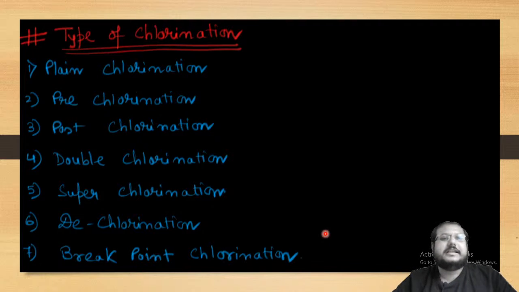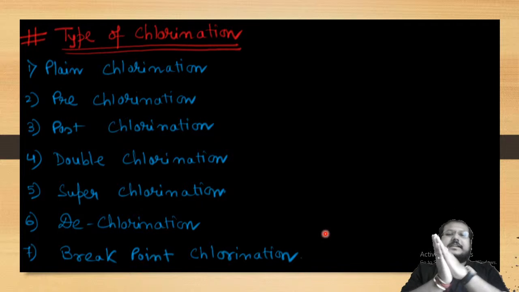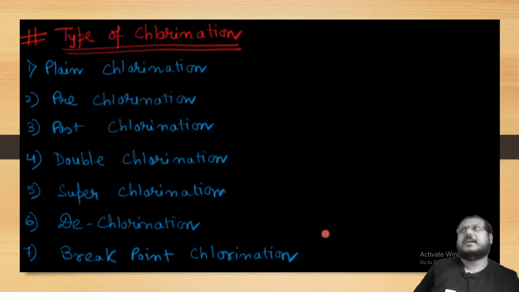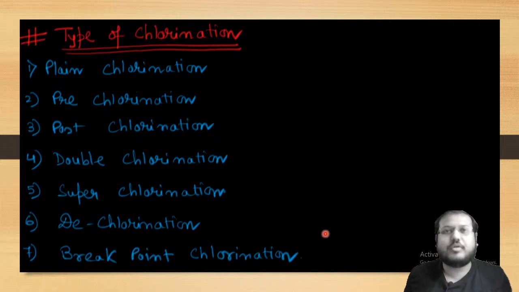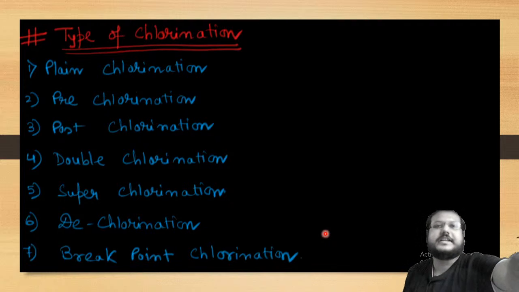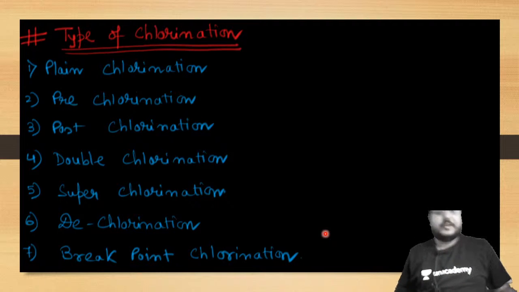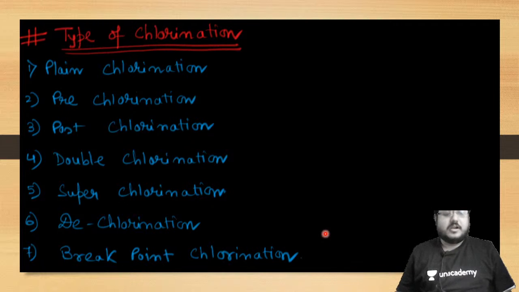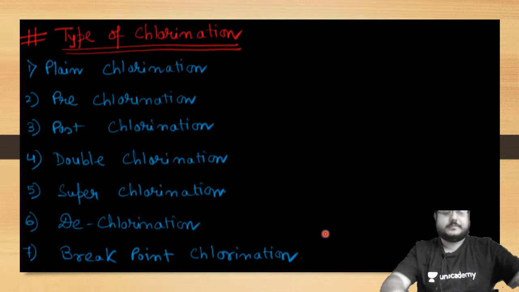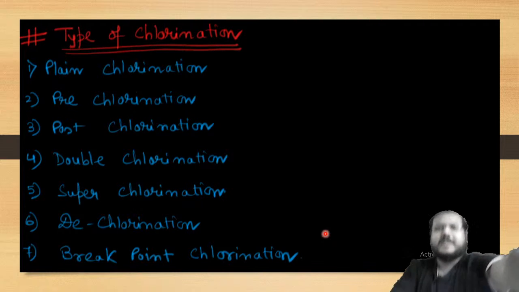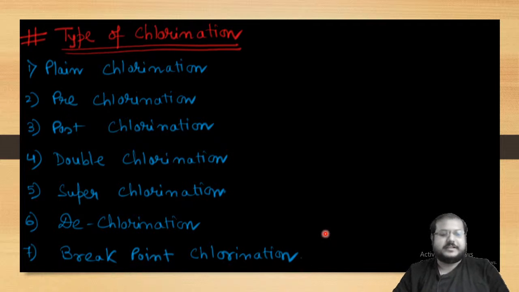Plain chlorination is when chlorination is the only mode of treating the water. Generally, it is done when we are going for the rainwater harvesting method. What is rainwater harvesting? In places where there is rainwater scarcity, sometimes rainwater is stored for future use.